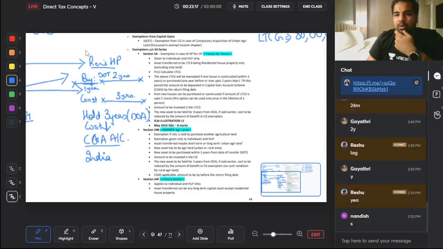Okay. Amount to be invested is the long-term capital gain. The new asset is to be held for 3 years. If sold earlier, the cost will be reduced. This is something that we will do some sums on. 54 is an important section. Yes.